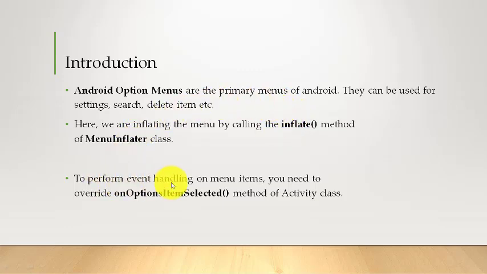To perform event handling on menu items, you need to override onOptionsItemSelected. Suppose I want to perform an action on the clicking of the search button, on the clicking of the setting menu, on the clicking of the delete menu. I want to perform some action, I want to perform some event. So now we will use onOptionsItemSelected. This is an event generated by the option menu. In this we will write and handle the code for menu items.